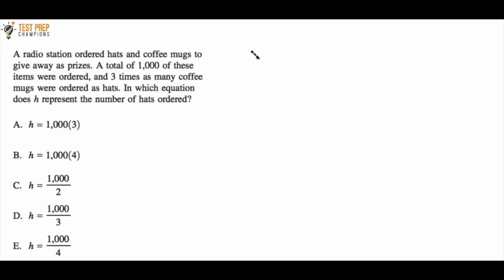Okay, so basically, we've got a total of 1,000 items ordered. Out of these items, there are hats and coffee mugs. So there's 1,000 items total that were ordered, and we can get the total by adding the hats and the coffee mugs. Now in this case, we're told that 3 times as many coffee mugs were ordered as hats. So the total number of coffee mugs ordered is equal to 3 times the number of hats. In other words, C equals 3H.